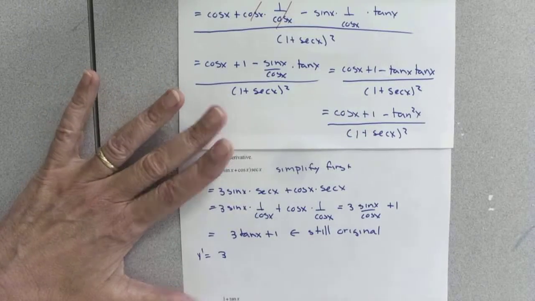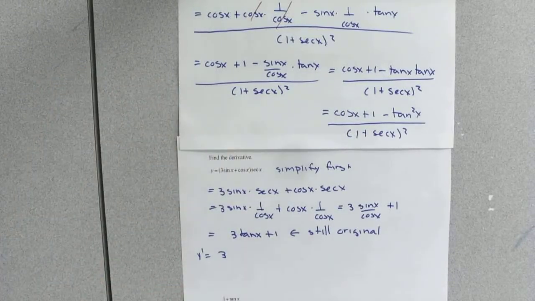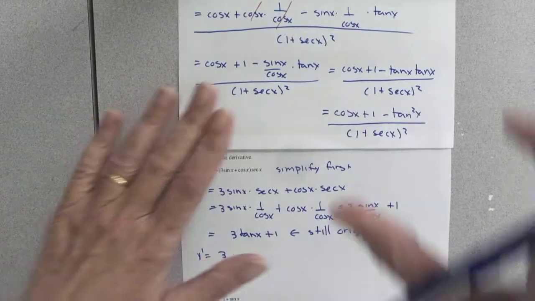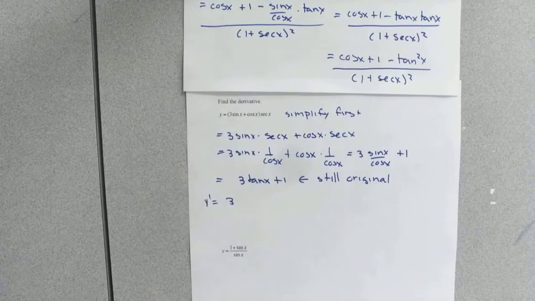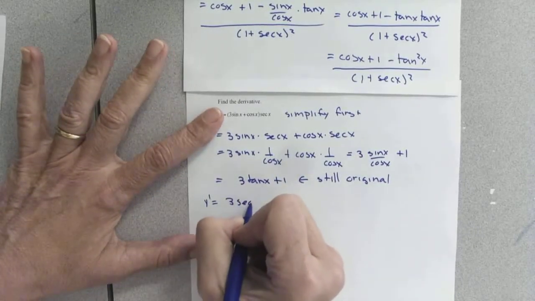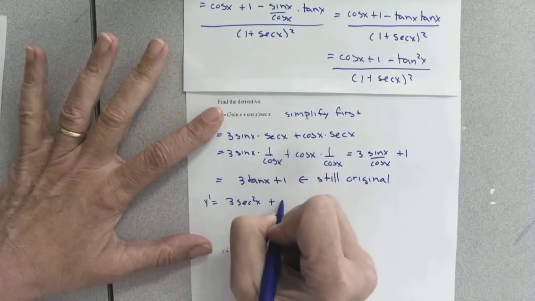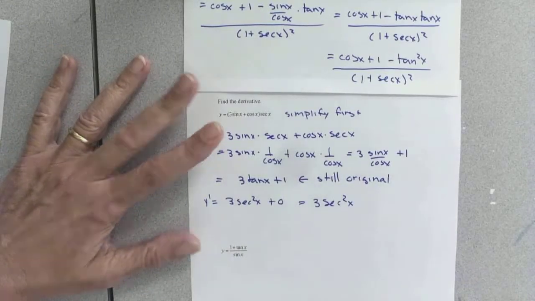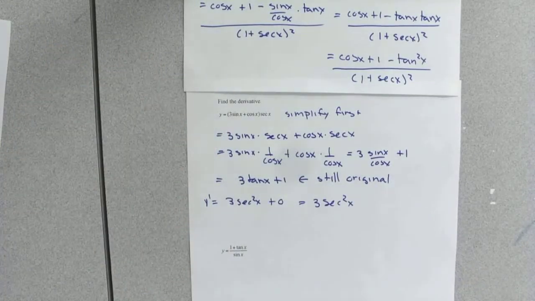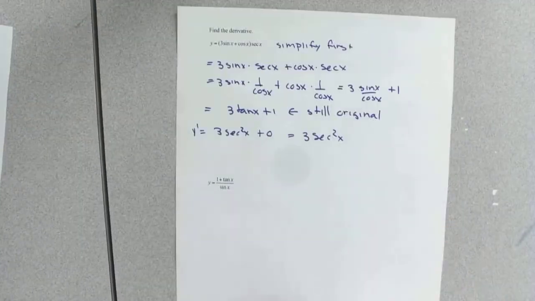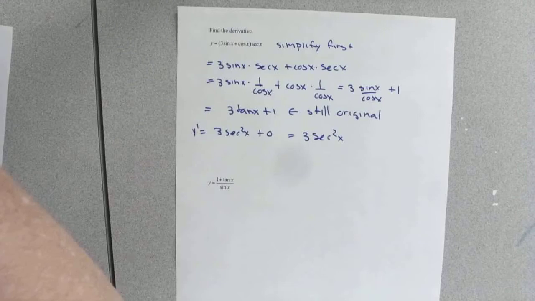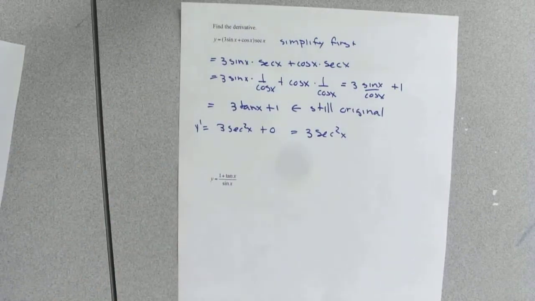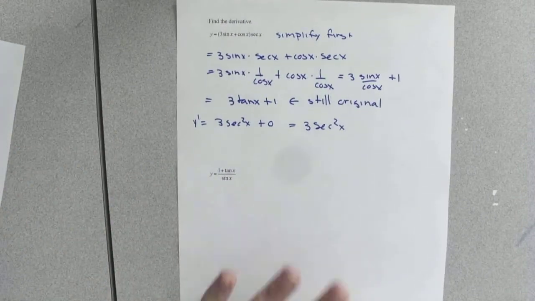And so then the derivative, again, that's just a coefficient. I do not need a product rule for coefficients. So 3 just hangs out. Derivative of tangent is secant squared x. Derivative of that 1 is 0. And the answer is 3 secant squared x. And even if you chose not to simplify it first and did it the really, really hard way, that's still the answer I'm expecting to see, 3 secant squared x.